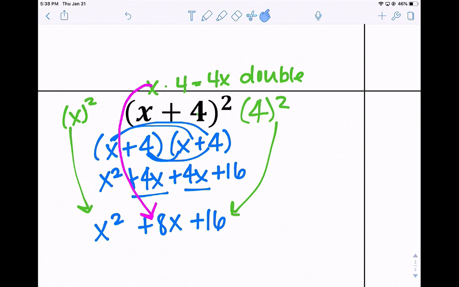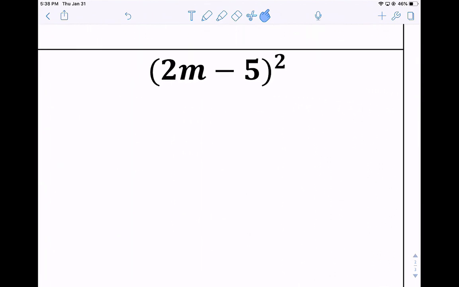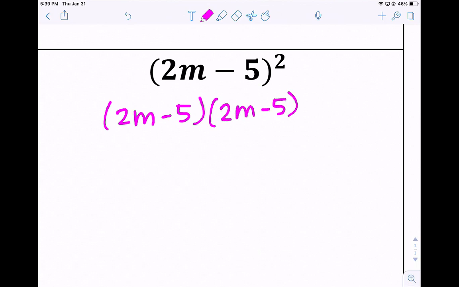Okay. All right, so let's look at another example and see if we can use that pattern then. So we have 2m minus 5 times 2m minus 5. So I could write it out, 2m minus 5 times 2m minus 5. So I see I have the exact same thing both times. So I know that this is one of the special ones. So the pattern that it follows is I take the first term, 2m, and I square it. So 2m squared. So 2 squared is 4, m squared is m squared. So that's going to be 4m squared.